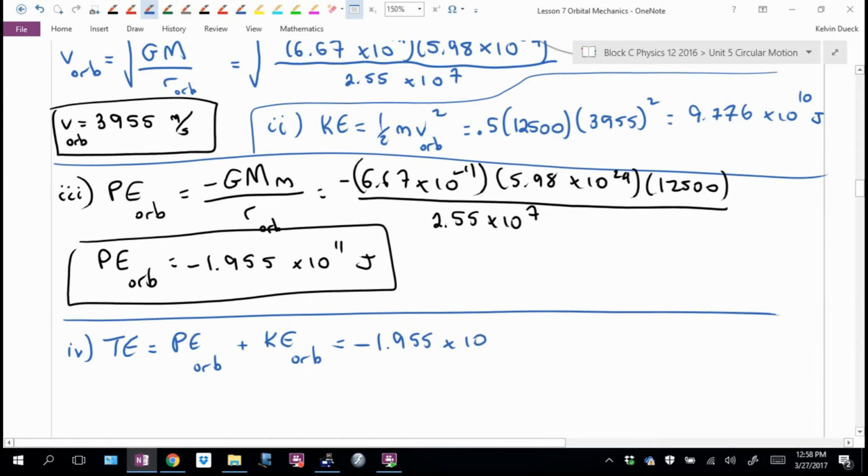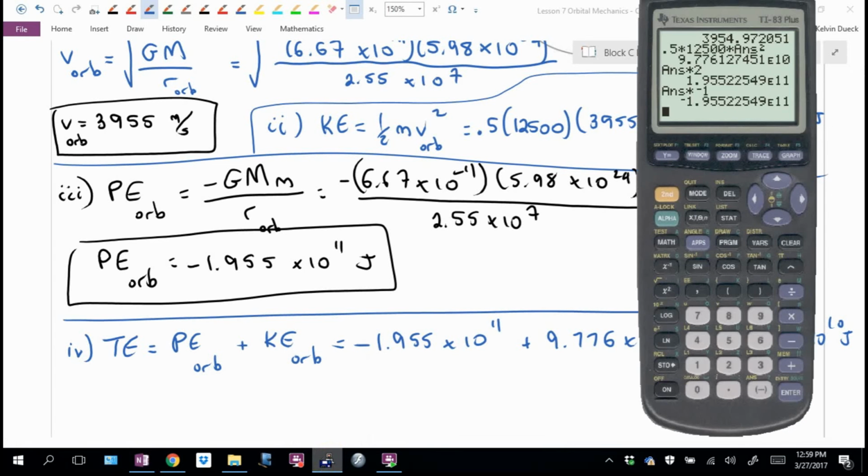It's going to be negative 1.955 times 10 to the 11th plus positive 9.776 times 10 to the 10th. And I'll bet you when you do that, you get negative 9.776 times 10 to the 10th joules. I'll bet you get this number there.